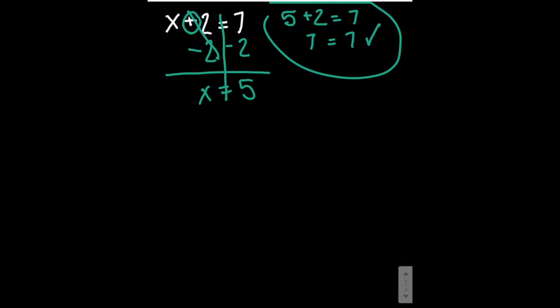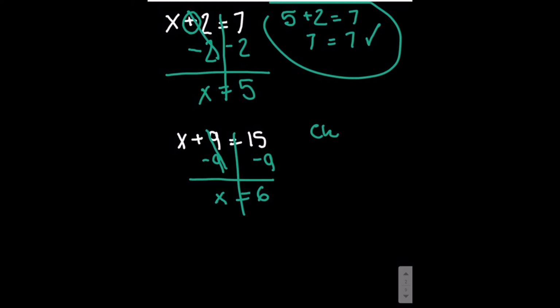Another example would be x plus 9 equals 15. Now you can draw that line in the middle to help you stay organized. And we would do minus 9 minus 9. And we would get x equals 6. And in order to check, we could write beside it, check, we substitute 6 for the x and get 15 equals 15, and that is right.